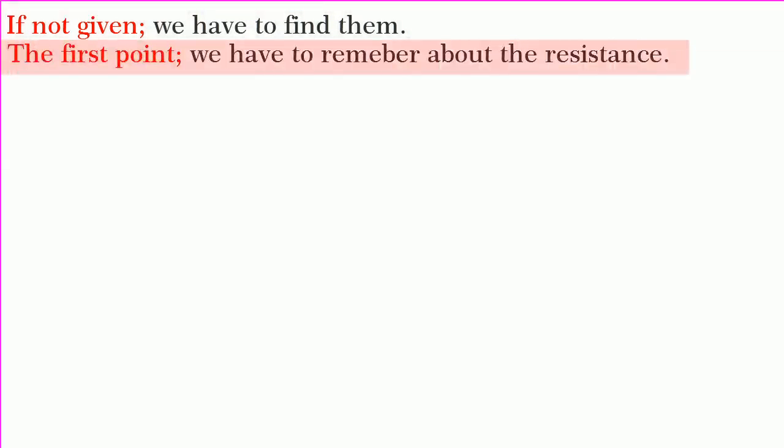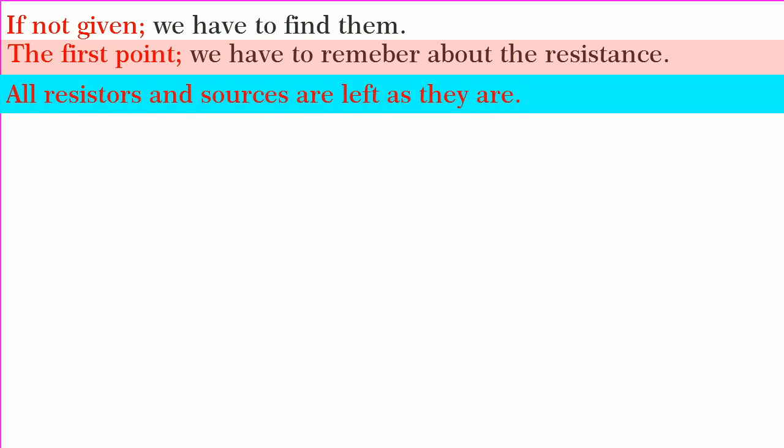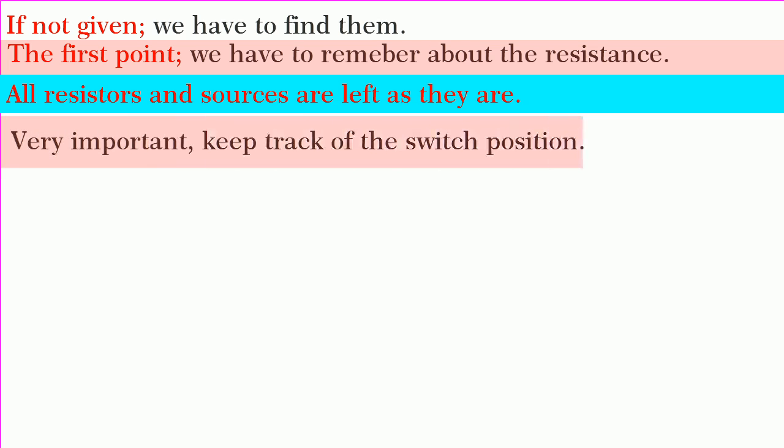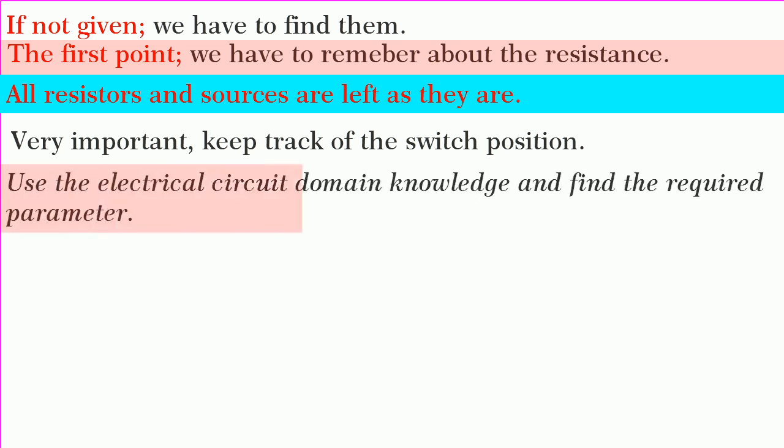The first point we should remember is about the resistance circuit element. All resistors and the sources are left as they are. Next, a very important point is to keep track of the switch position. I mean, we should see whether the switch is open or closed at the instant of time under consideration. After drawing the equivalent circuit, we have to use the electrical circuit domain knowledge to find the required parameters.